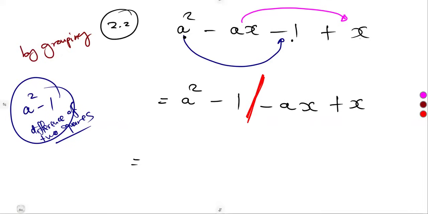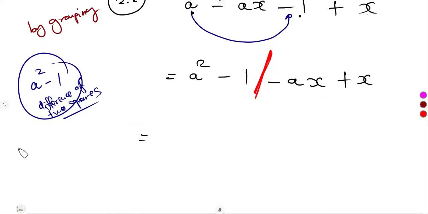All right? But in this case, we said it is what? A difference of 2 squares. Remember our difference of 2 squares concept: A squared minus B squared is equal to A minus B into A plus B. So here, this is A squared minus 1. 1 is the same as 1 squared, it does not change. So this is our A, this is our B.